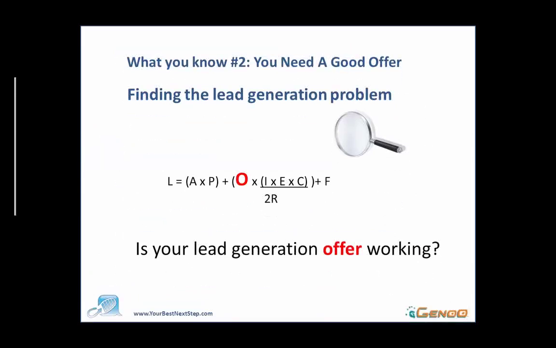Okay, let's look at what we need to know. This should actually be number 3. We know we need to have a good offer. So now what we're going to do is find the lead generation problem. So let's say that you started out, you ran a campaign, and it wasn't making money. We've got to find the problem. We have to find out what the issue is before we just start randomly testing something, trying something new, or trying a whole different campaign. Let's see if we can figure out what happened. Why isn't it performing? So the first place to look is with our offer. Is the offer working? And we're coming back to our equation here, the big O. Is our offer working?